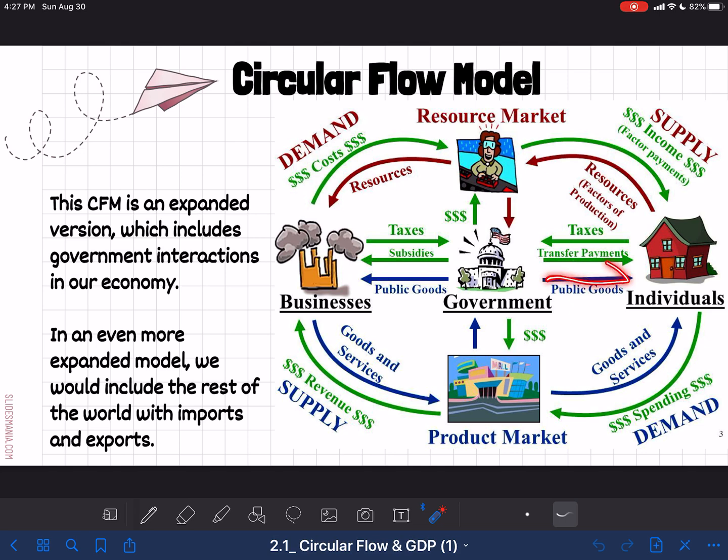And then the government provides public goods to both households and businesses. So that'll be rules, infrastructure, regulations, all of that would be considered a public good. We can also see that the government participates in the stores and in the job market as well. So the government hires employees, and in return, those employees provide factors of production to the government. And the government also shops. They go to product markets to purchase products, and they, in return, give them the products. In an even more expanded version of the model, we would actually include the rest of the world, and we would add imports and exports to this model.